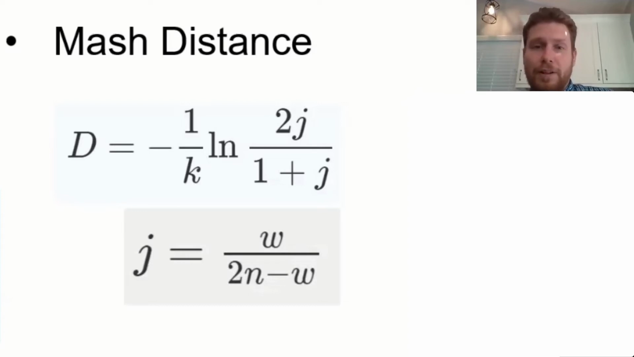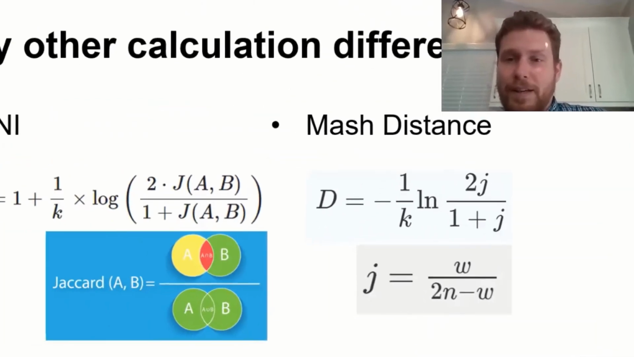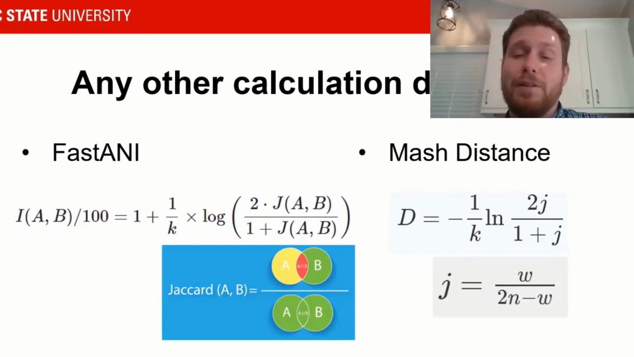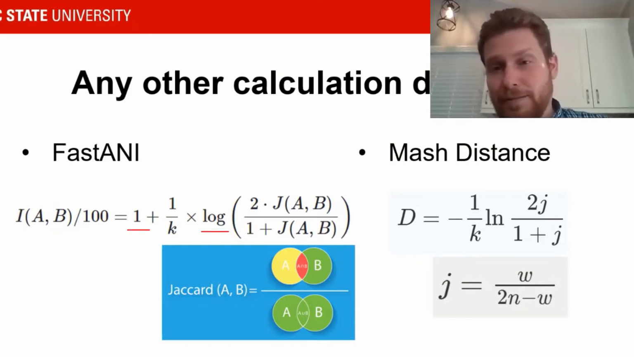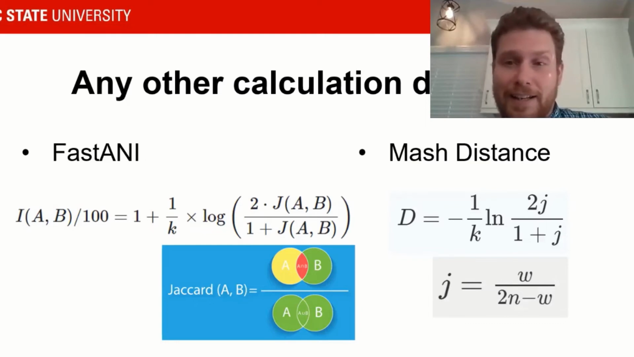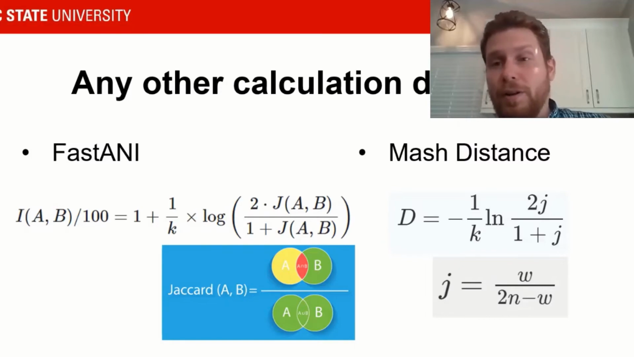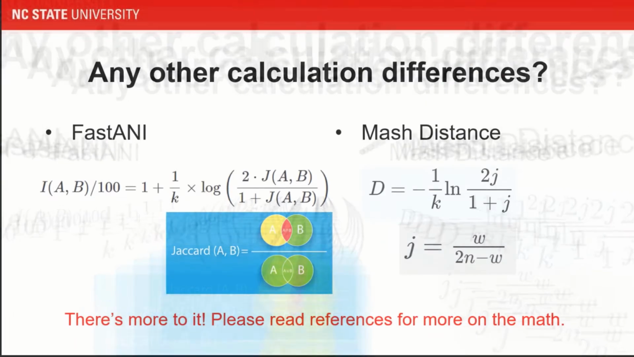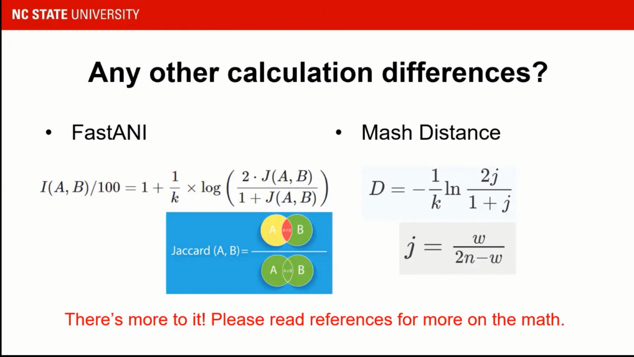J could then be 100 divided by 2 times 100 minus 100, which is equal to 1. And the natural log of 1 equals 0. So the natural log of anything less than 1 will be negative. So the negative sign makes the final MASH value positive. The K refers to the chosen size of k-mer. The default is 21. And FastANI does a similar calculation but uses log base 10 and adds 1. So queries and references that are similar will thus have a high FastANI close to 1 or low MASH distance close to 0. There's more to it than that, but for the sake of time, I ask you to check out the references for more details on the math.